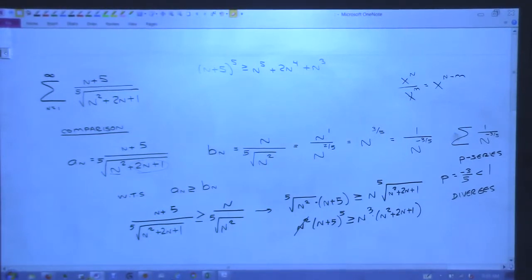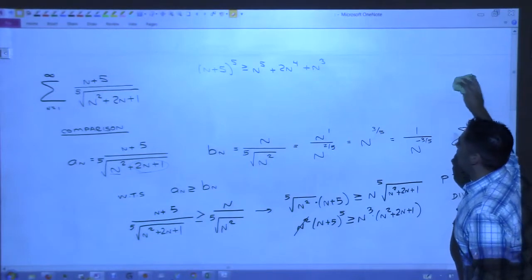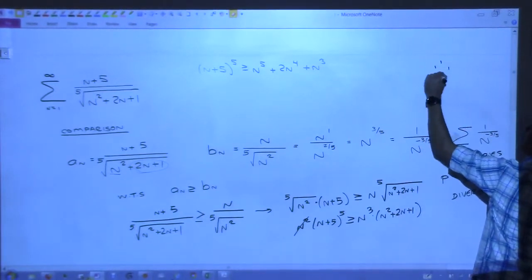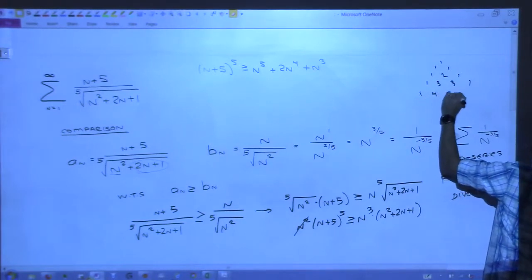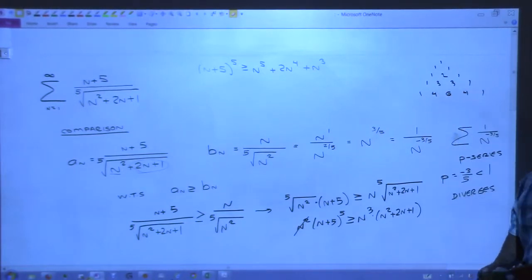I'm not convinced. So you would have to expand out n plus 5 to the fifth power, right? n plus 5 times n plus 5 times n plus 5. Could we do that? Yeah, didn't we do this in here? Yeah, no. Okay, but do you really want to do that?